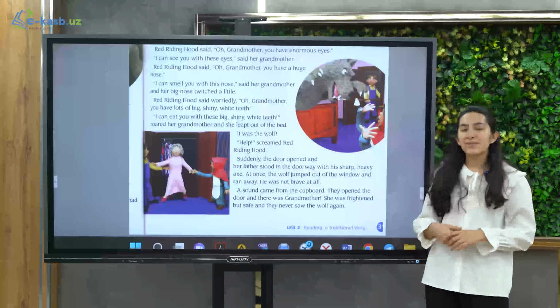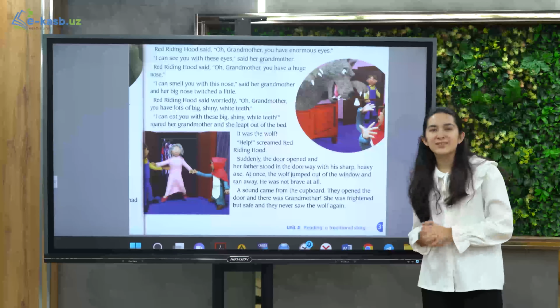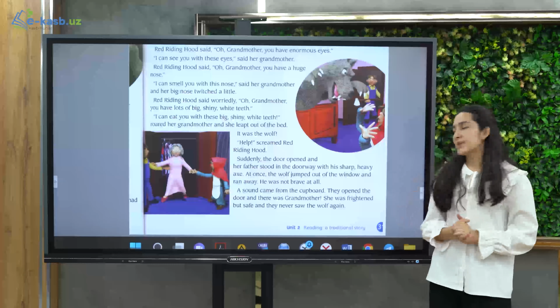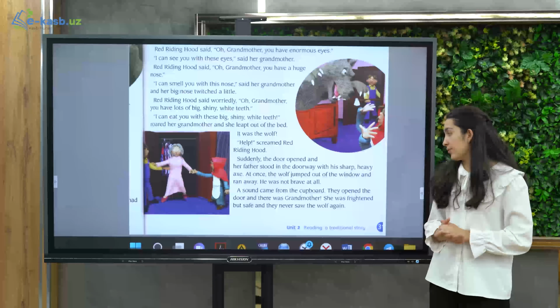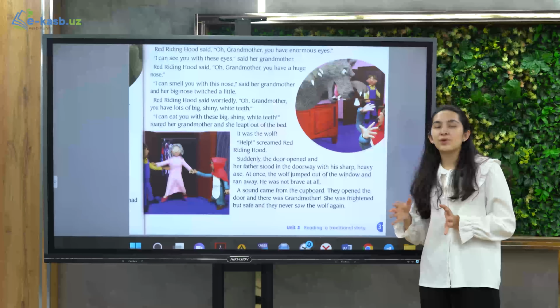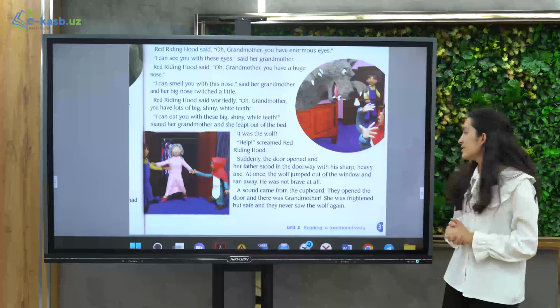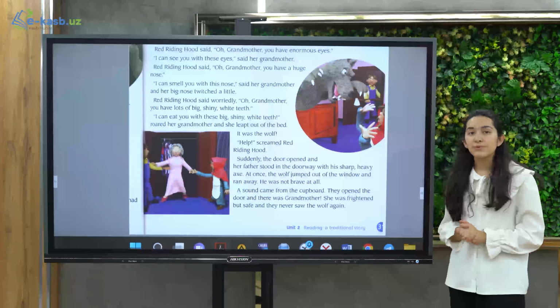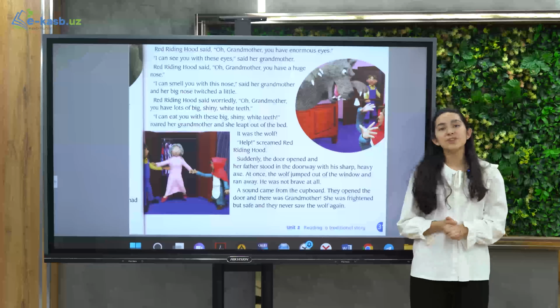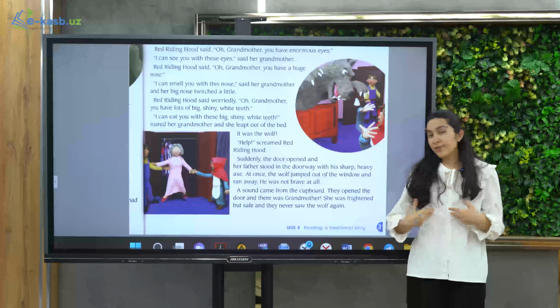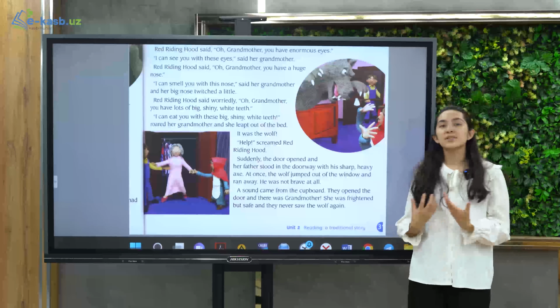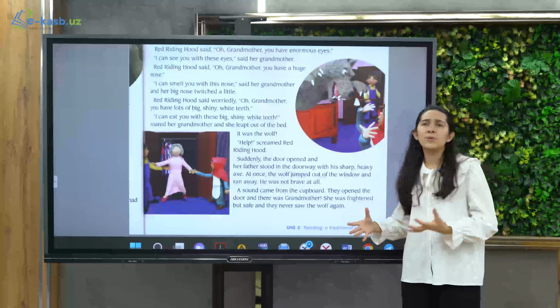So you see, if you read with intonation, it's more interesting for you to read it as well. Roar means the sound that a wolf or a lion makes. And she leapt out, leap. Leapt out is the past form of leap, which means jumped.